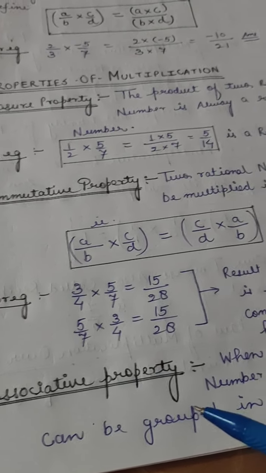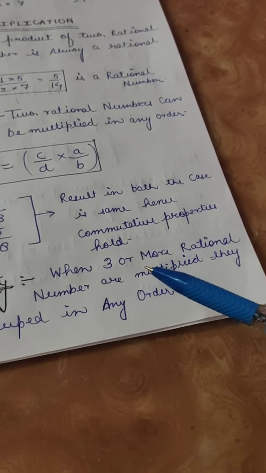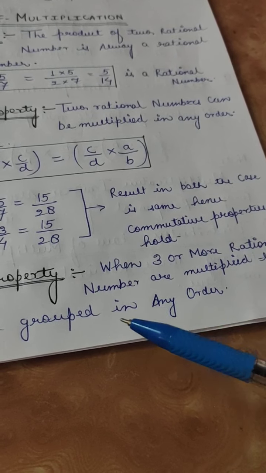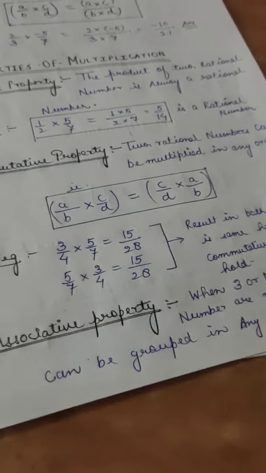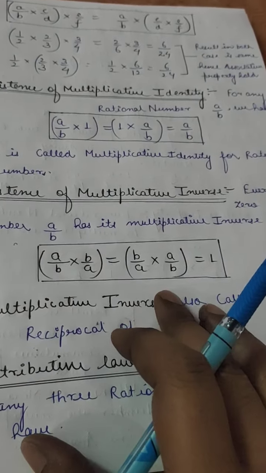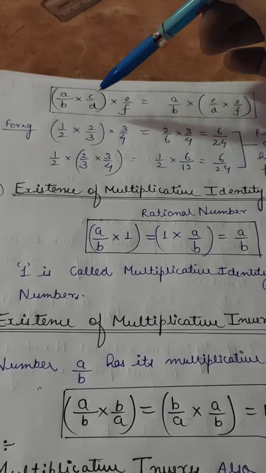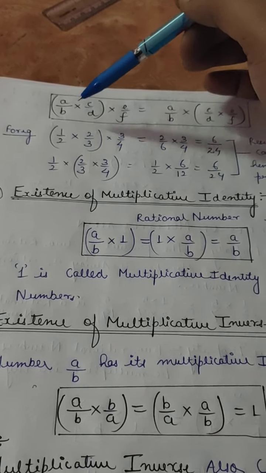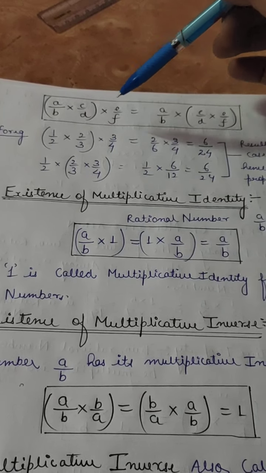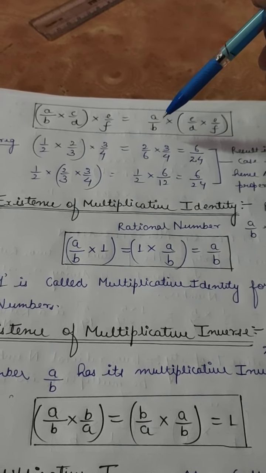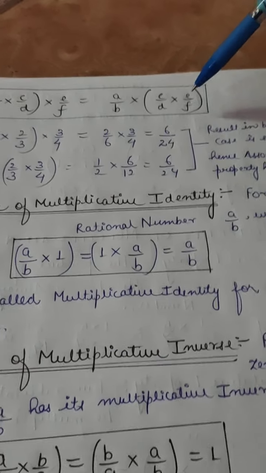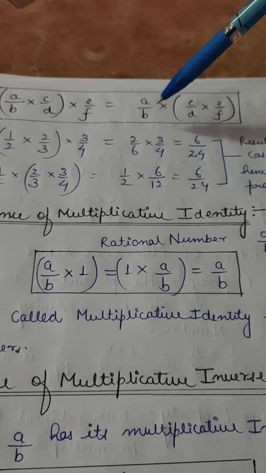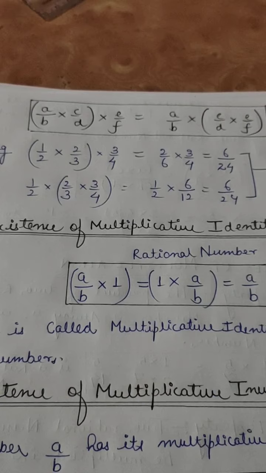Third one is associative property. As we know, associative property is applied when three or more rational numbers are multiplied together. That means they can be grouped in any order. Let's see. For example, here a by b, c by d and e by f are the three rational numbers. First we have multiplied a by b and c by d. Whatever their result is should be multiplied with e by f. Similarly, here c by d and e by f are multiplied first and whatever their result is should be multiplied with the first rational number, that is a by b.